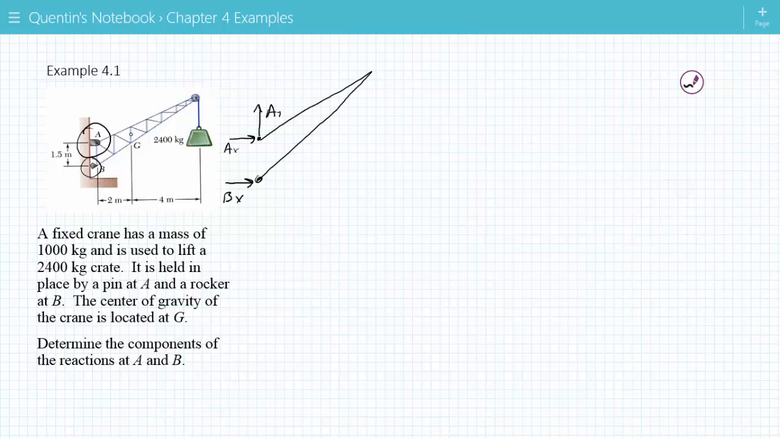BX. And here we have the weight of this thing, 2,400 kilograms, but that is not the weight, that is the mass, so we need to multiply that by 9.81 meters per second squared to give us a weight. And at the center of mass, you have the weight of the whole thing, which is 1,000 kilograms times, again, 9.81 meters per second squared to give you a value in newtons. So we want to find the unknowns AX, AY, and BX.